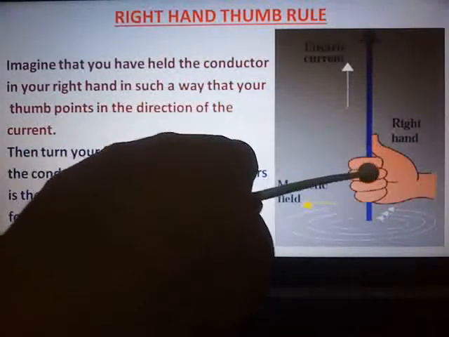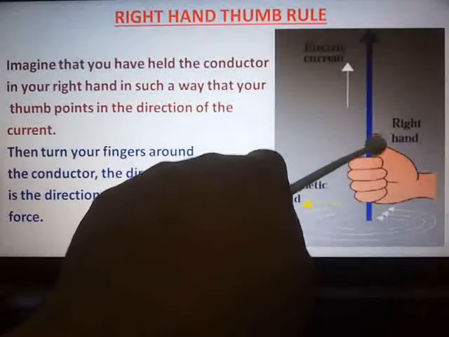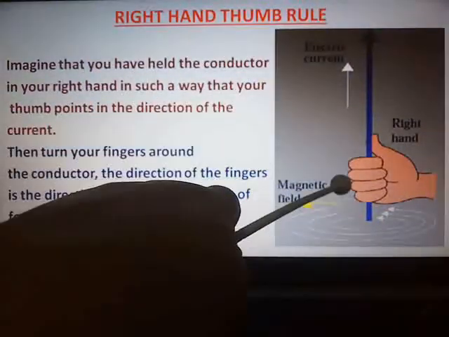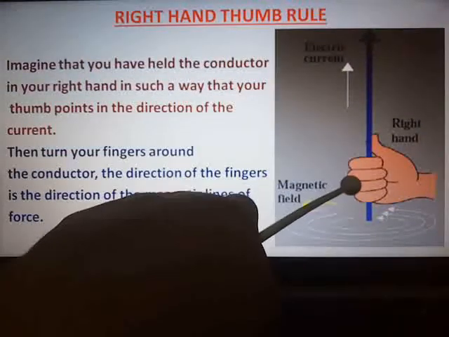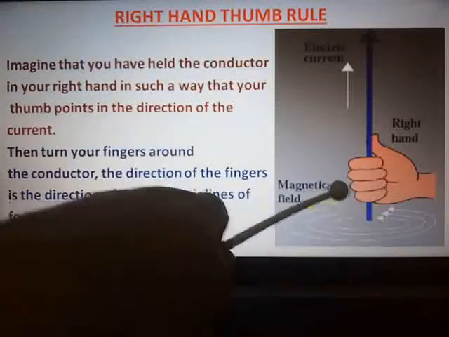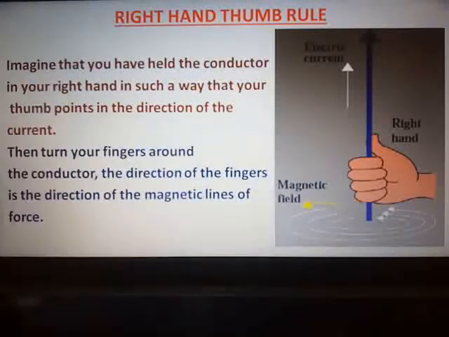How are you going to hold? In such a way that the thumb is pointing in the direction of electric current. Curl your fingers around the conductor. Then the direction of the fingers is the direction of the magnetic field or the magnetic lines of force. This is the right hand thumb rule which you have to study by heart.